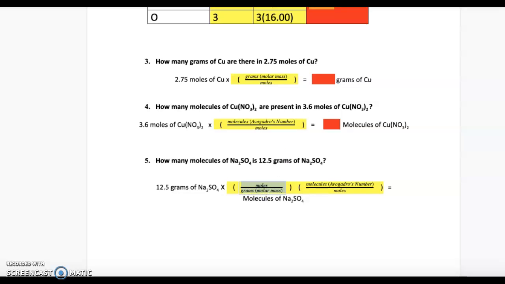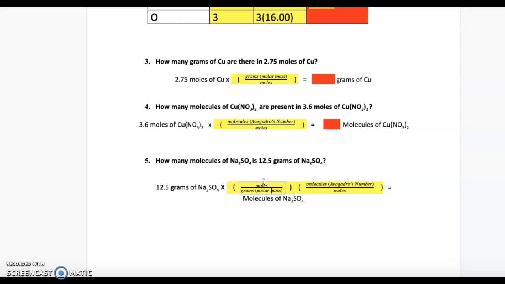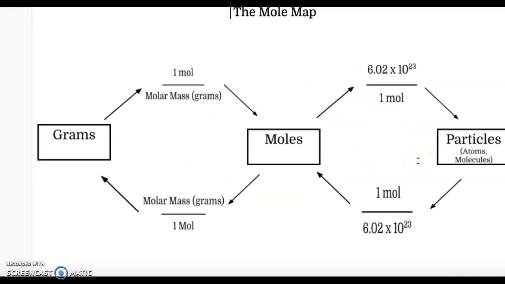And since I can't go straight from grams to molecules on this map, right? Start with grams. I can't skip all the way over to molecules. I have to go through moles first. Okay, that means I'm going to put moles on the top. And then I have to do another fraction where I cancel out moles and convert to molecules. So in this problem, you're going to use the molar mass and Avogadro's number. Okay, so I really recommend that you use this map. It will tell you which fractions to use and if you should use the molar mass or Avogadro's number.